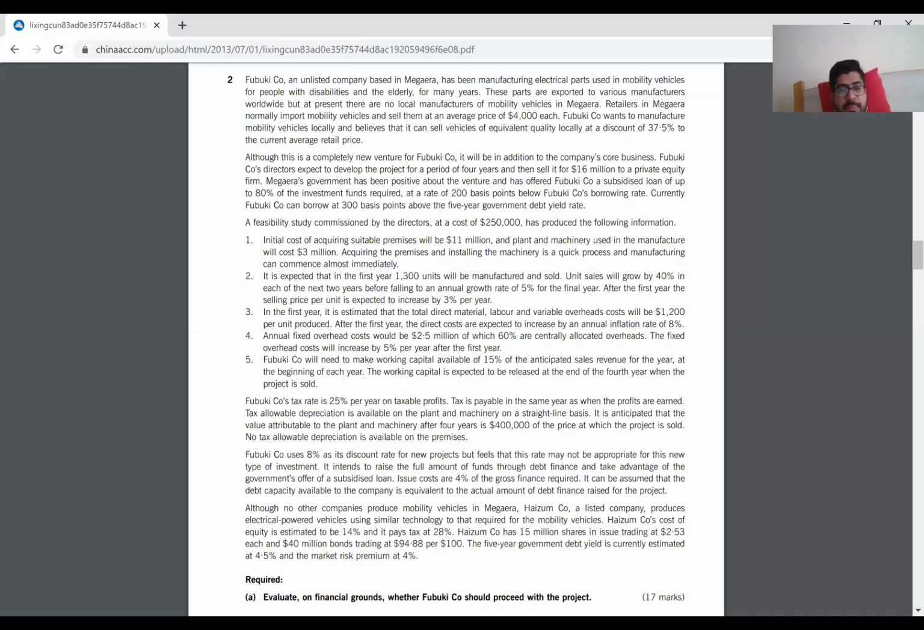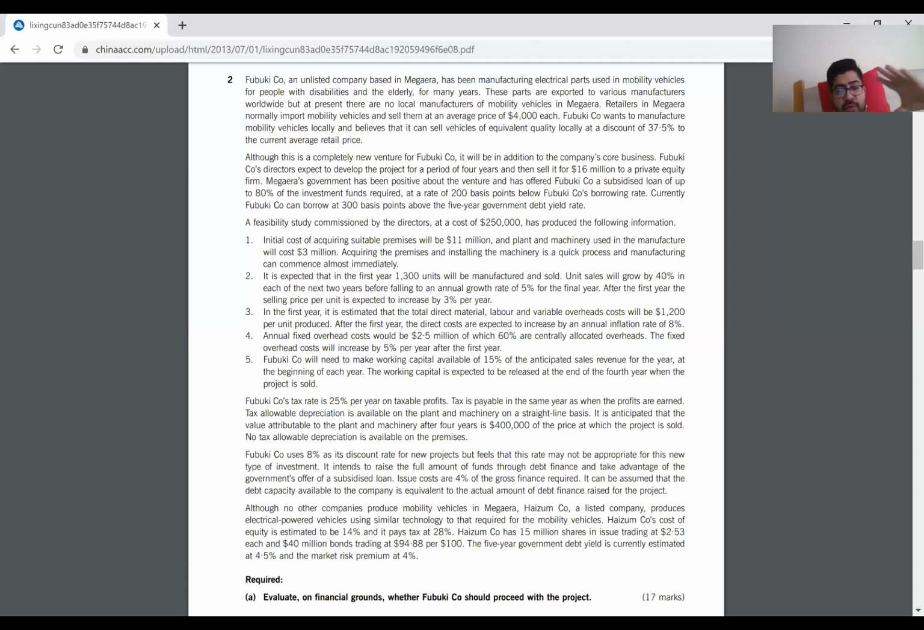Although no other companies produce mobility vehicles in Megara, Hesem Company, a listed company, produces electric powered vehicles using similar technology to that required for mobility vehicles. Hesem's cost of equity is 14%, and it pays tax at 28%. Hesem has 15 million shares in issue trading at 2.53 each and 40 million bonds trading at 94.88 per 100. The 5-year government debt yield is estimated at 4.5% and the equity risk premium is 4%.